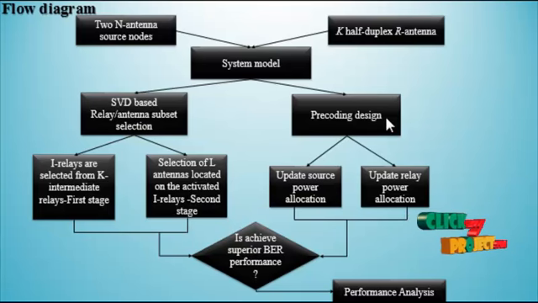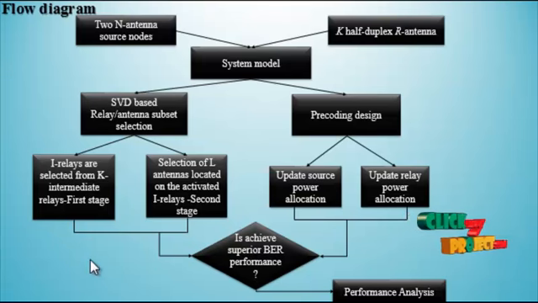The pre-coding design is also subdivided into two parts: first, the updated source power allocation, and second, the updated relay power allocation. In the updated source power allocation we calculate the power, and in the updated relay power allocation we calculate the relay to source and relay. Finally, we achieve the superior bit error rate performance, and the performance analysis is calculated.